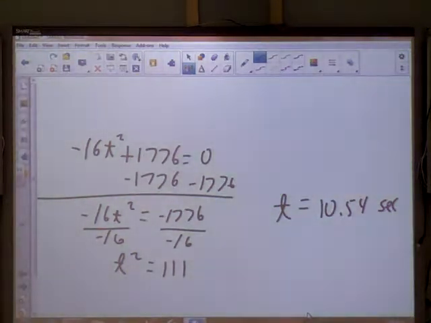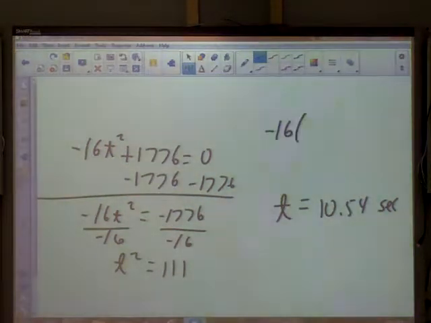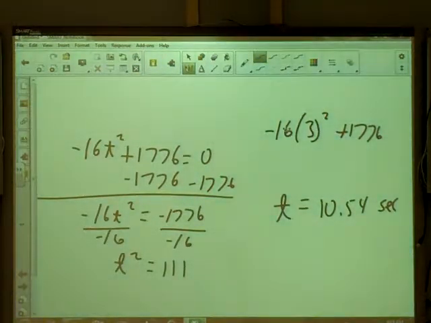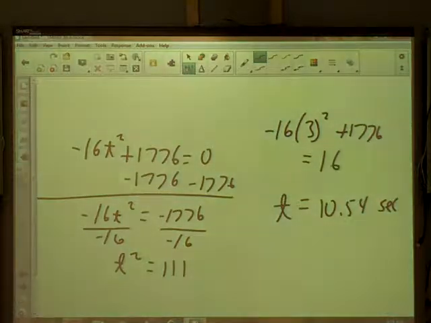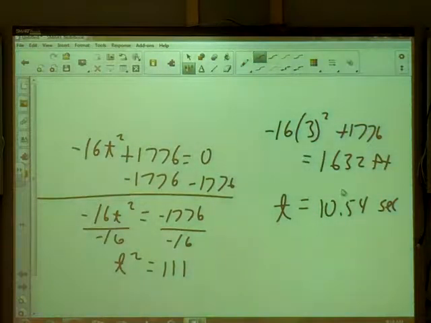Part B says what's the height of the object 3 seconds after it's been dropped. So all you got to do on that is plug a 3 in for your t. So negative 16 times 3 seconds squared plus 1776. So that was 9 times negative 16. I didn't even write that part of it down. I just worked the whole thing out. Ended up getting me 1632 feet.